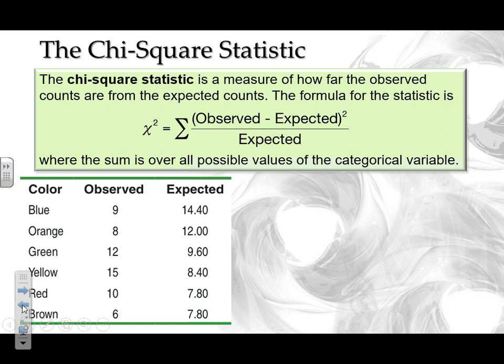So the formula is really pretty straightforward. Take your observed value minus your expected value and square it. Why do we want to square?